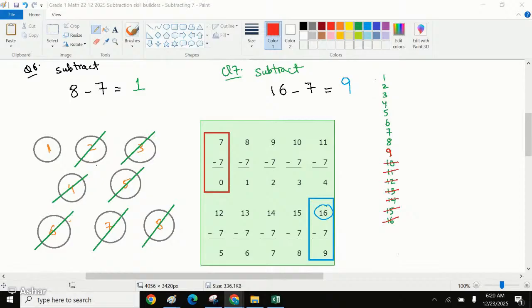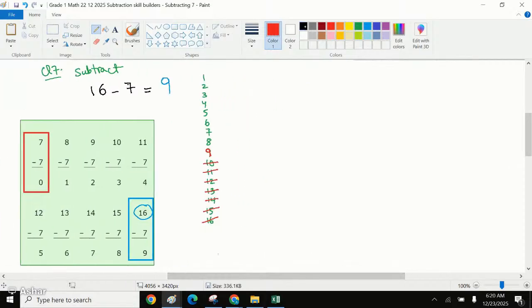Let's try the next question. Question number 8 says subtract. And the question is 11 minus 7.